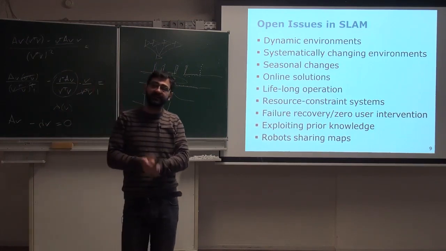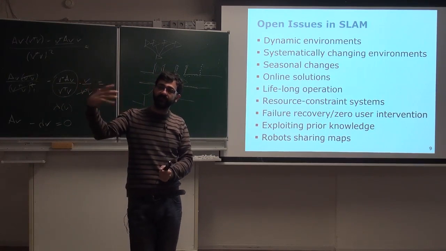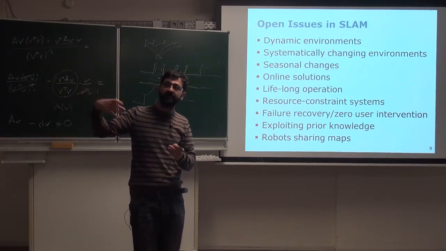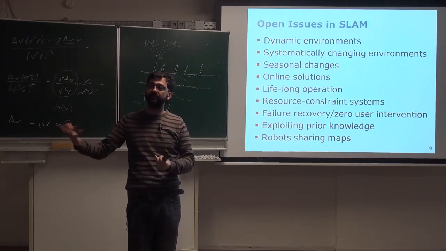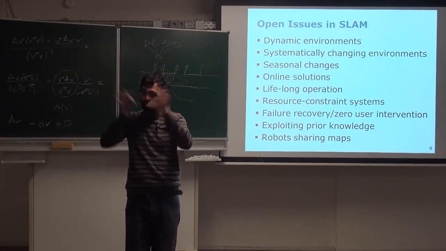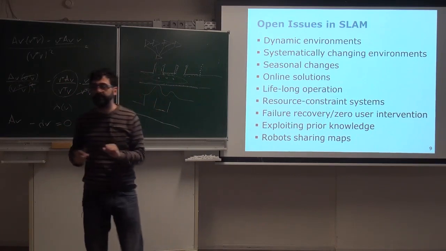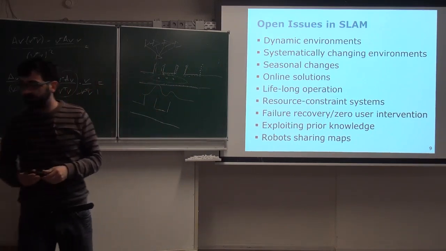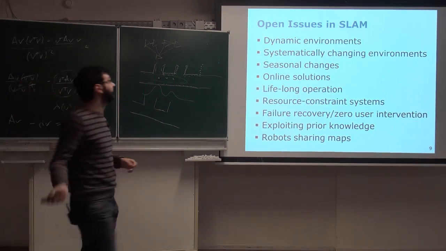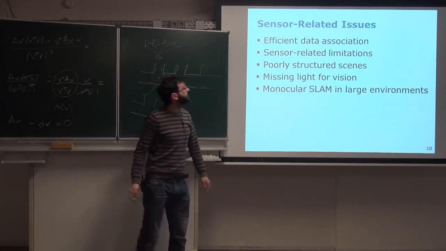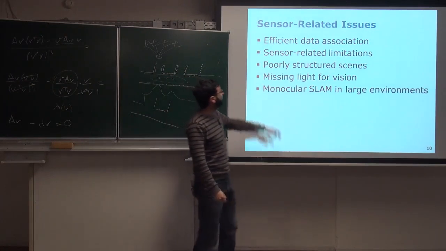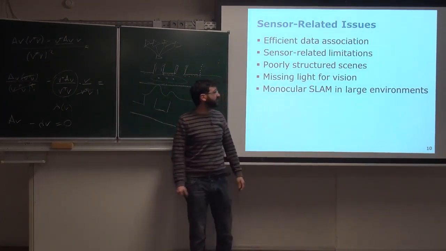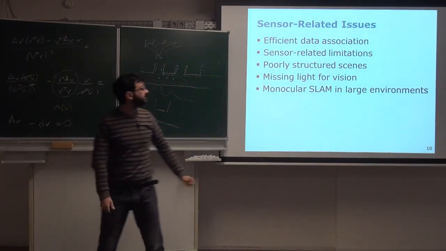Can a robot learn how to extract information from that and either use this information to improve its mapping, or just use this map and handle all these things together? So there are a lot of things open, and these are just for SLAM. You can also have some sensor-related issues. Sensors are not good. There is no light for vision. So there are a lot of problems.